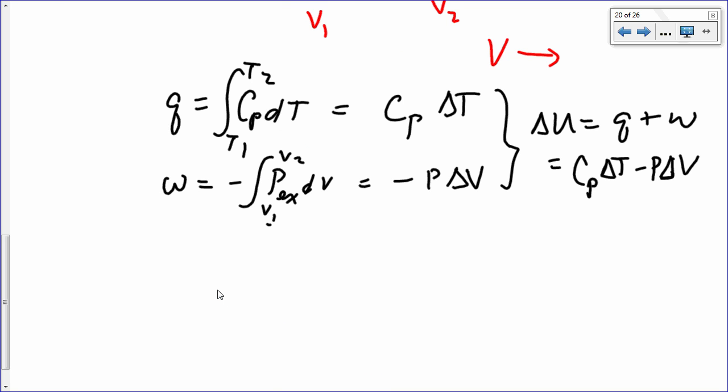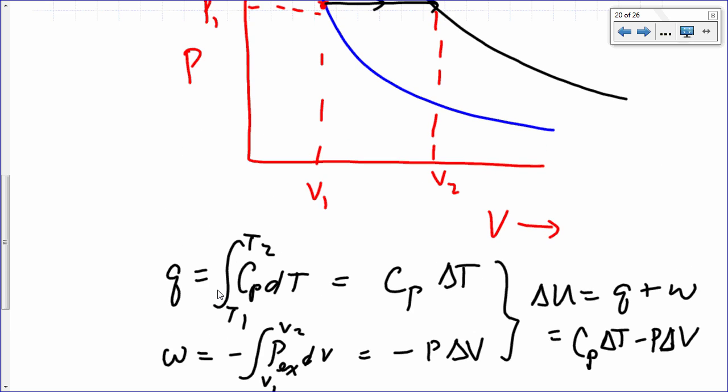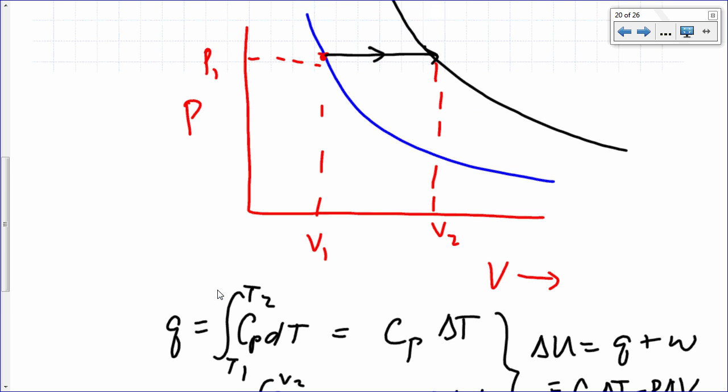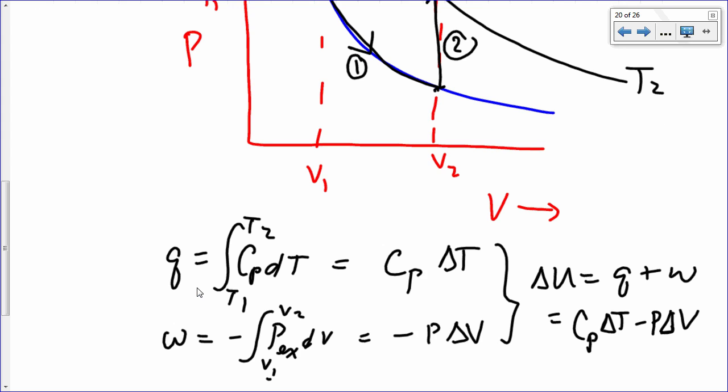Now, let's take the alternative path this time. This time we're going to go isothermal. So we're going to take the isothermal path there, number 1. And then once we reach the final volume, we're going to go isochoric. We're going to bring it up to the final temperature T2. This is T2. So let's calculate delta U for that process.